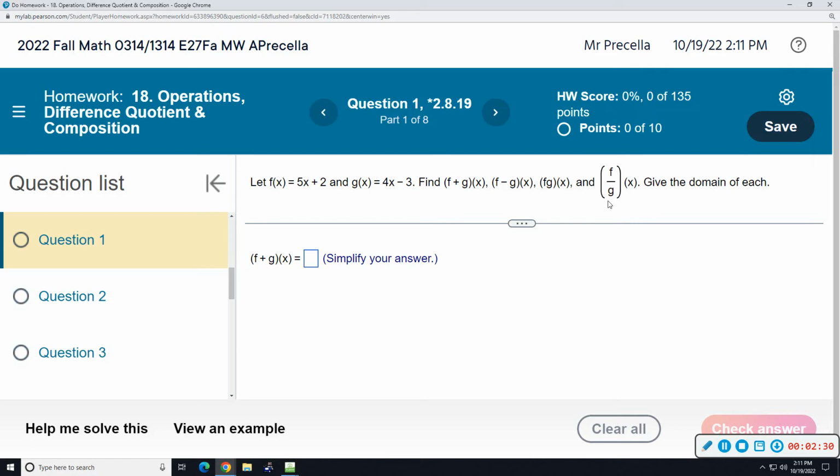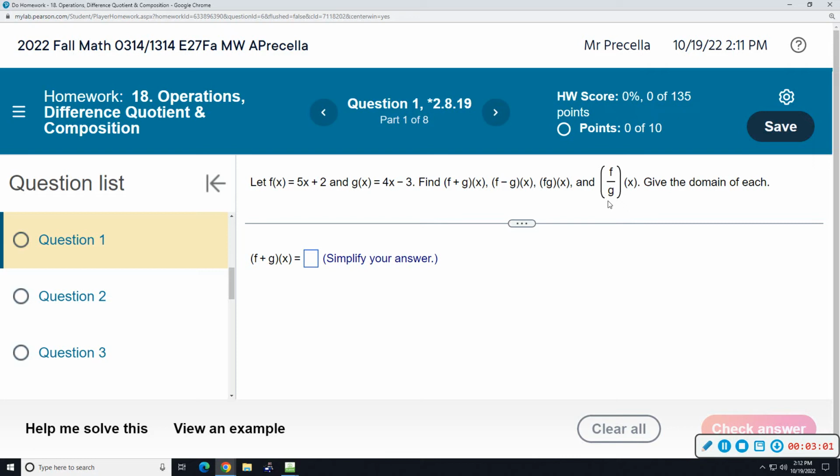f of x is equal to 5x plus 2, and g of x is equal to 4x minus 3. They want us to find f plus g, f minus g, f times g, and f divided by g, and they want us to give the domain of each of them.